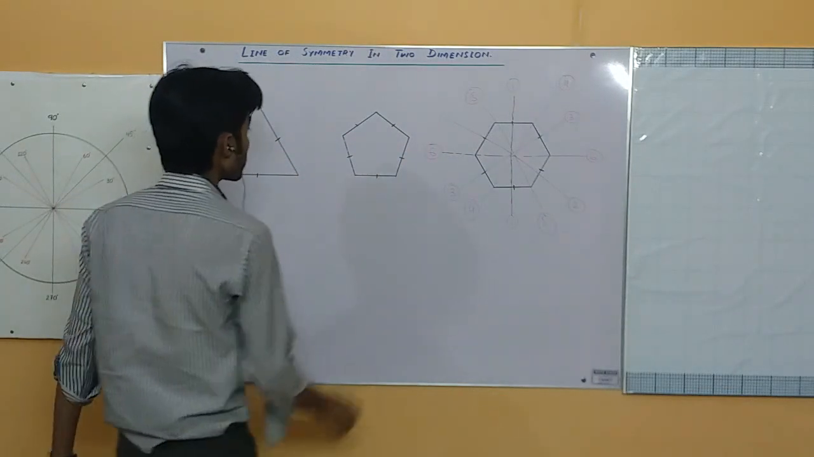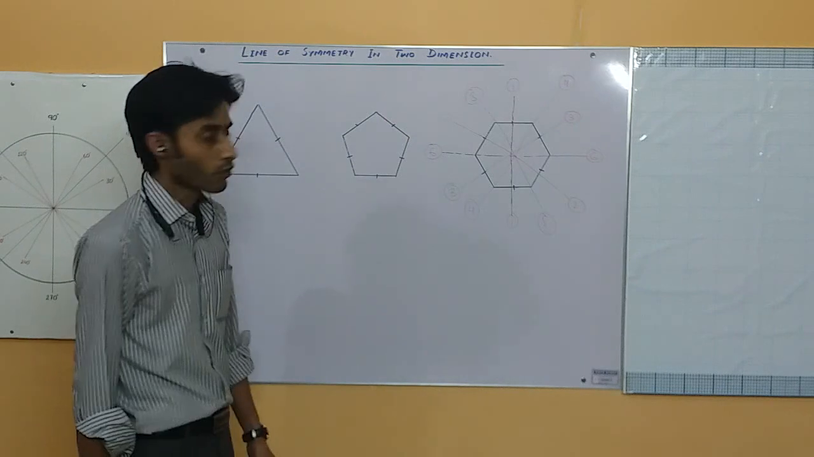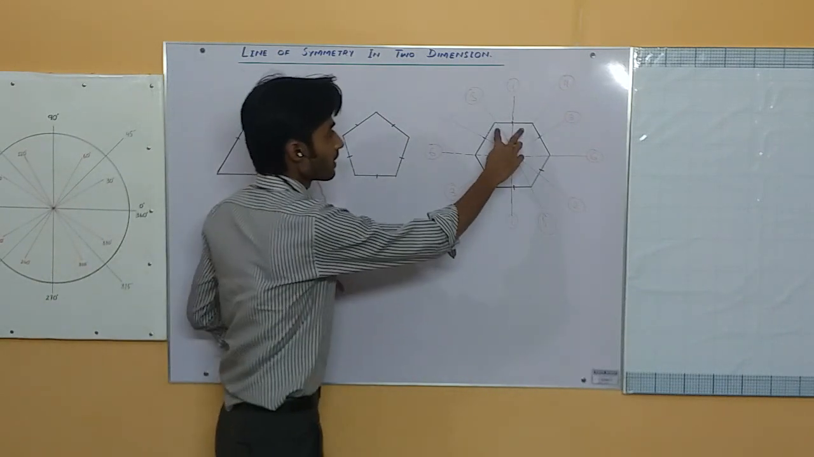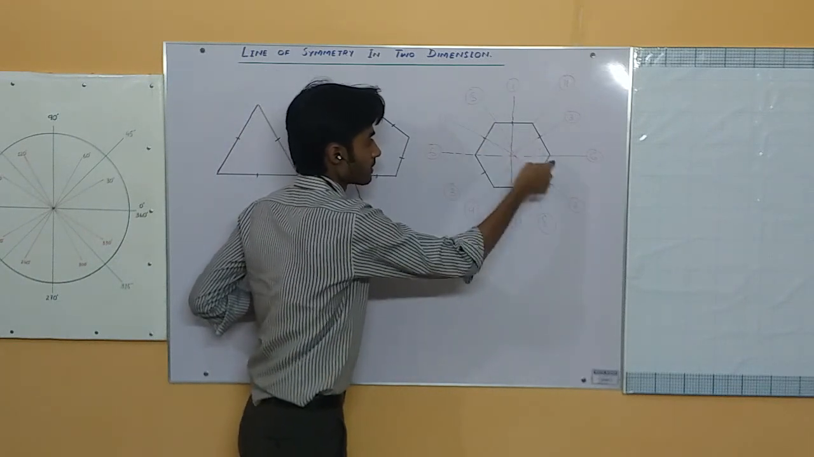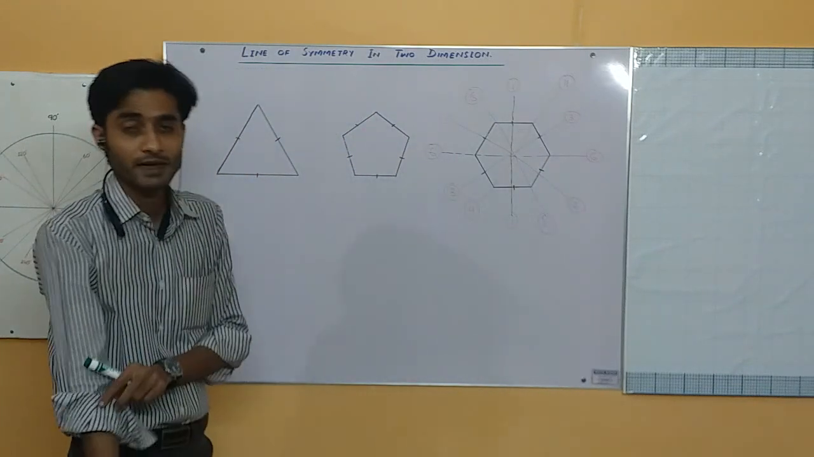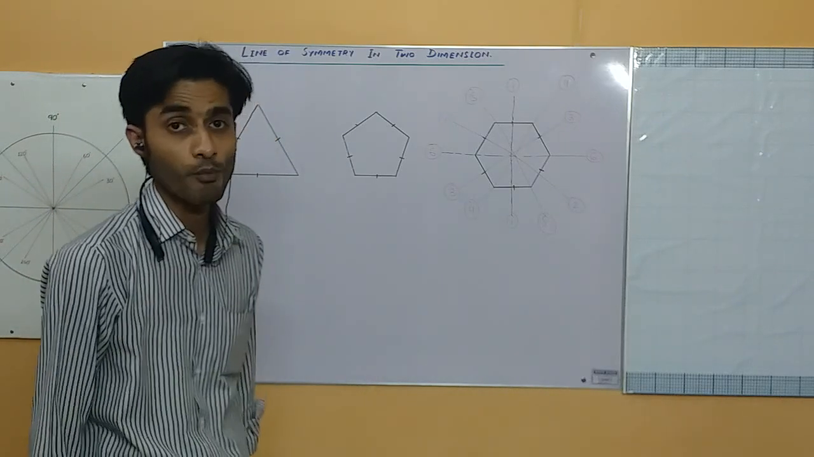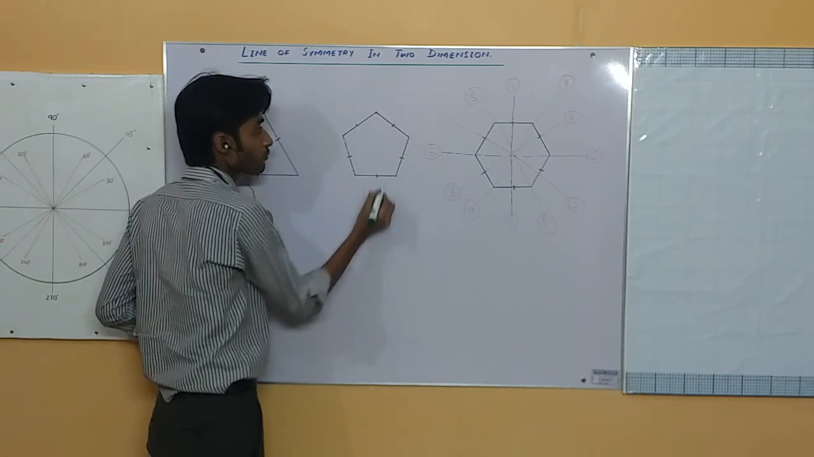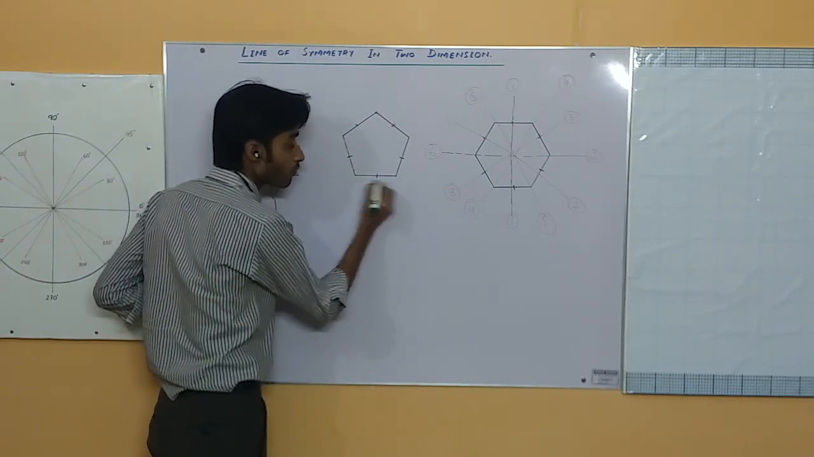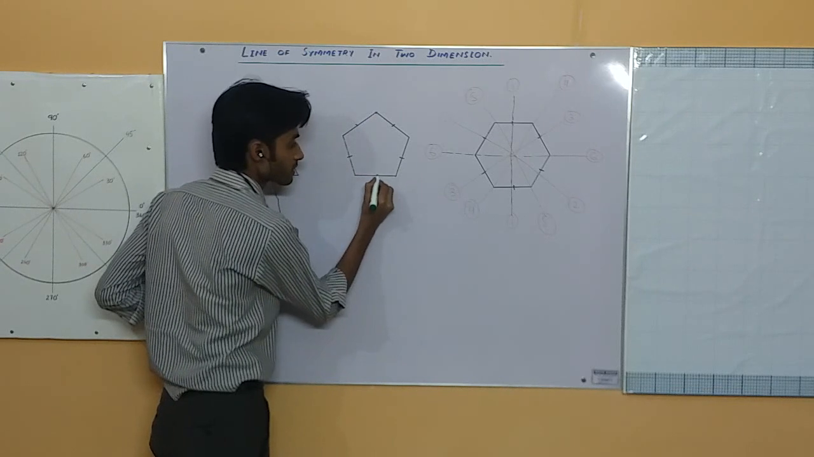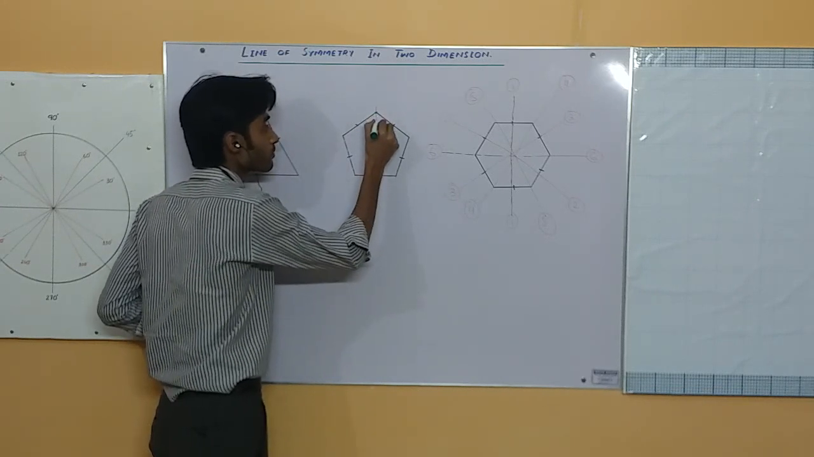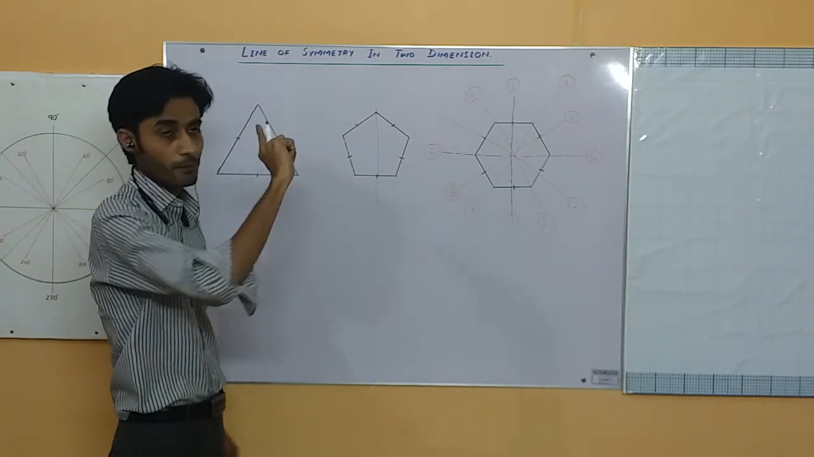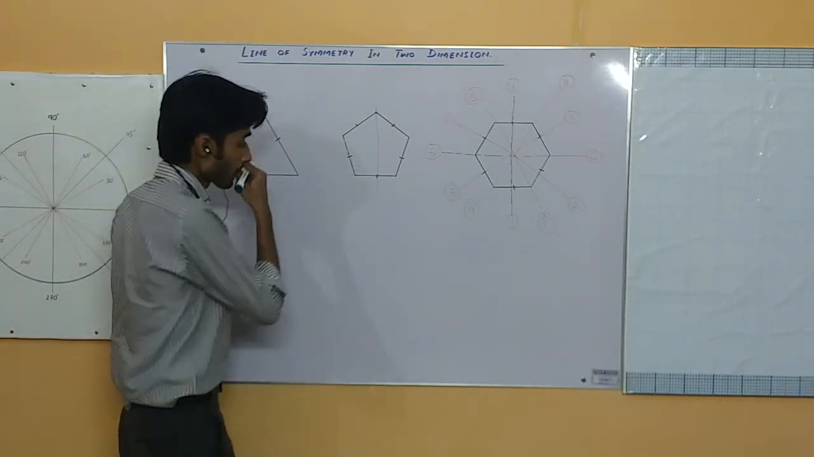Next shape is a regular pentagon. How many lines of symmetry could be there? Obviously there are no opposite sides. In the hexagon we had opposite sides, but when we have 5 sides over here, no pair of sides are opposite to each other. So I can draw a line of symmetry from this vertex to the midpoint of the side opposite to this vertex, which is this. So the first line of symmetry is going to be like this, from one vertex to the midpoint of the opposite side.